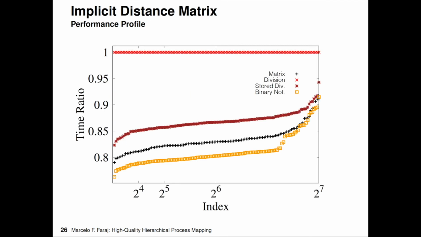In here, you can see the performance plot for each of the 4 approaches for the implicit representation of the distance matrix. Lower means better. Interestingly, the binary notation approach performs better than all the other approaches, even the full matrix. This happens because there is a memory delay to obtain a distance using the full matrix approach.